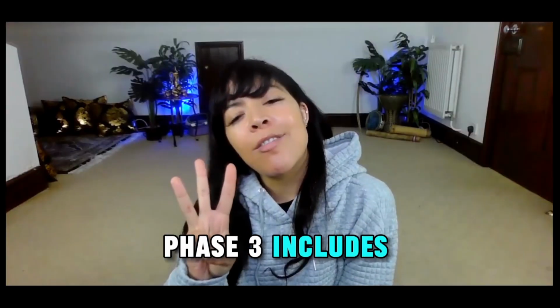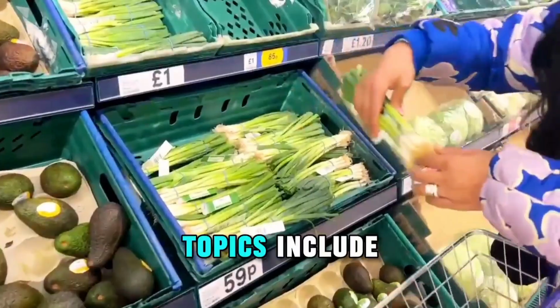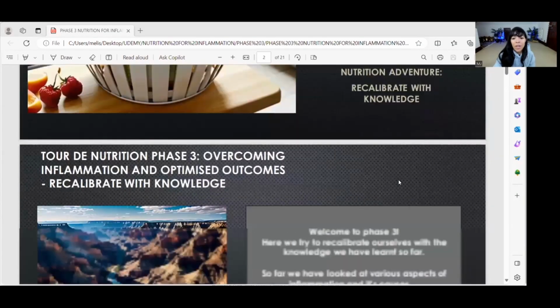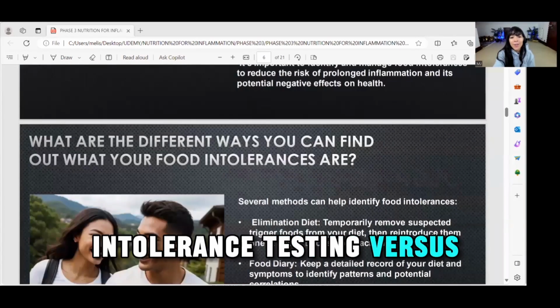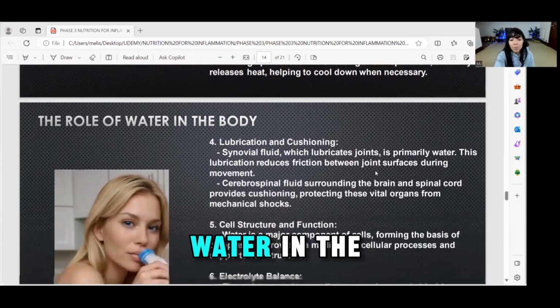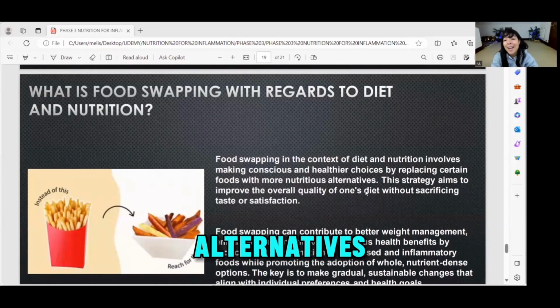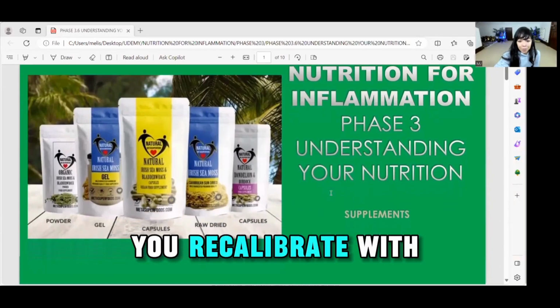Phase 3 includes learning to overcome inflammation for optimized outcomes. Topics include nutrition for anti-inflammation and optimal health, allergies versus intolerances, intolerance testing versus elimination, the role of water in the body, bowel movements, food swaps and alternatives, supplements, and again, key challenges that aim to help you recalibrate with knowledge.